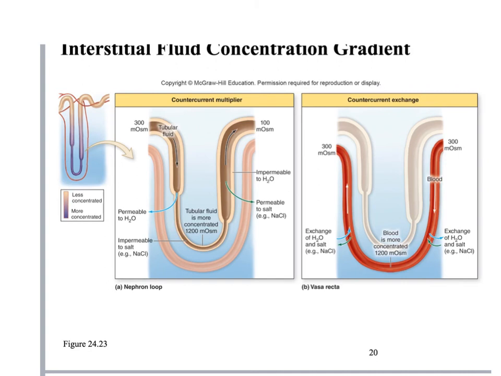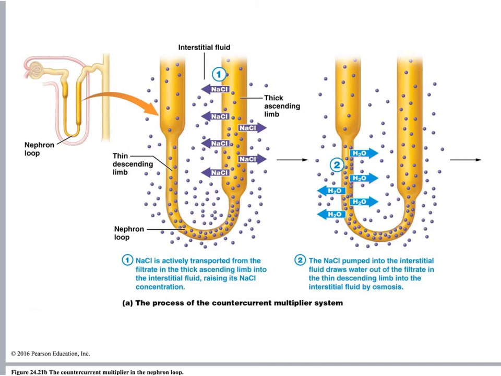And as you see here, if you look at the numbers, it's about 300, 300, about 100, but at the elbow, they're about 1,200. So as you move further down the nephron loop, it becomes more and more concentrated. That allows stuff to move into the interstitial fluid and helps maintain that gradient on the outside, which will allow water to move out of the nephron loop and into the interstitial fluid. That makes it better, okay?